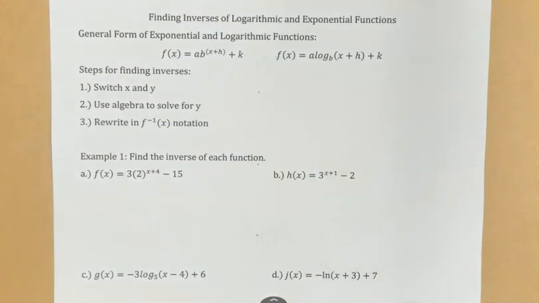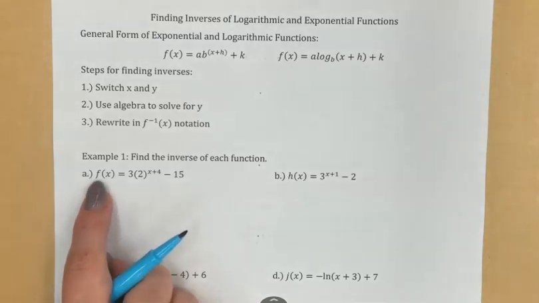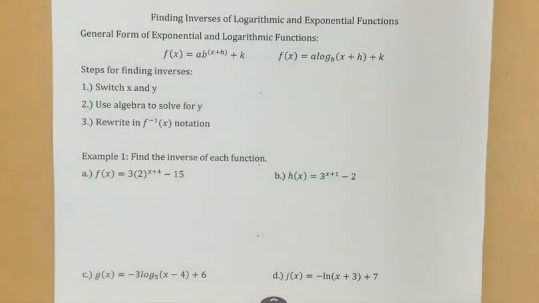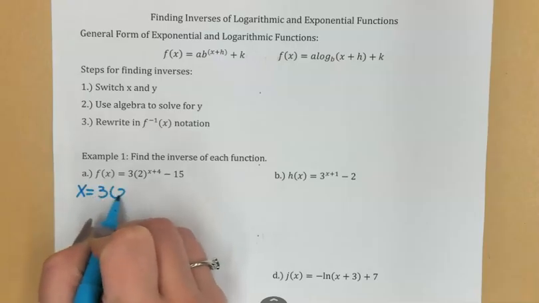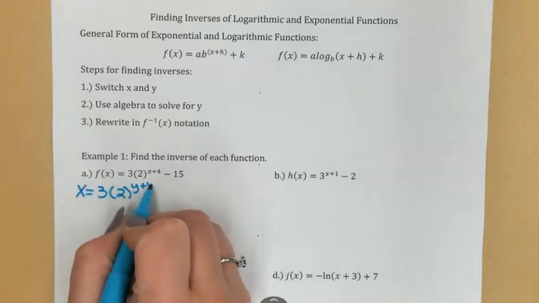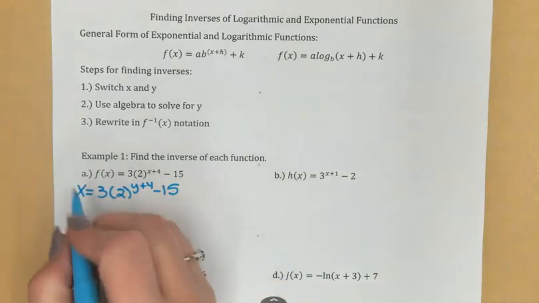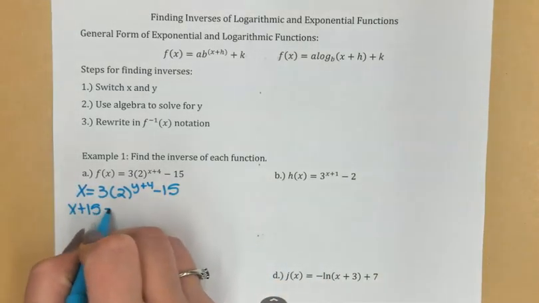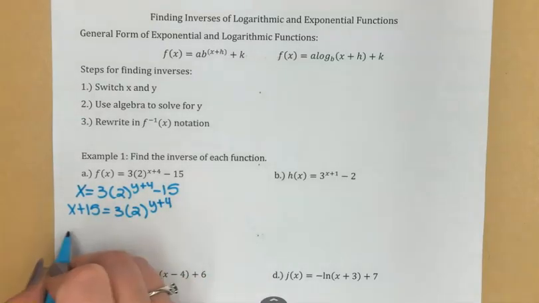So we're going to jump into an example here on A. Remember this function notation could be replaced with y. So y equals 3 times 2 to the x plus 4 minus 15. So I'm going to switch x and y in that equation, and I am now trying to get y by itself. So the first thing I'm going to do is add 15.